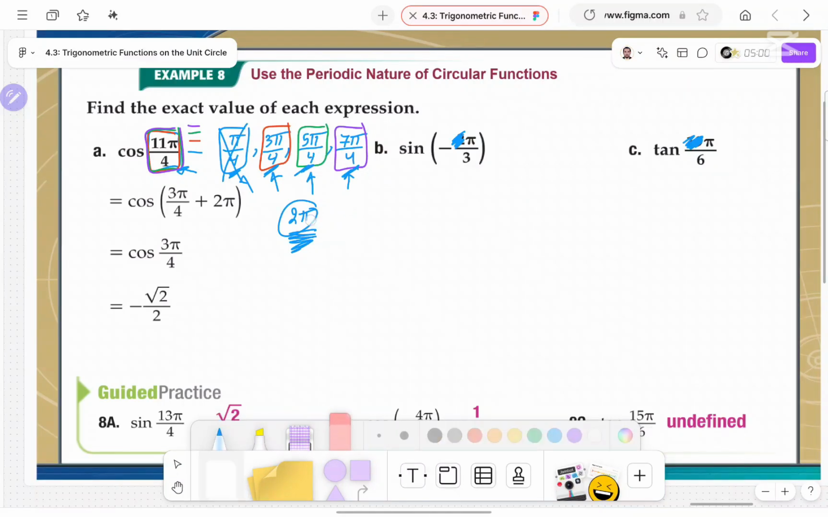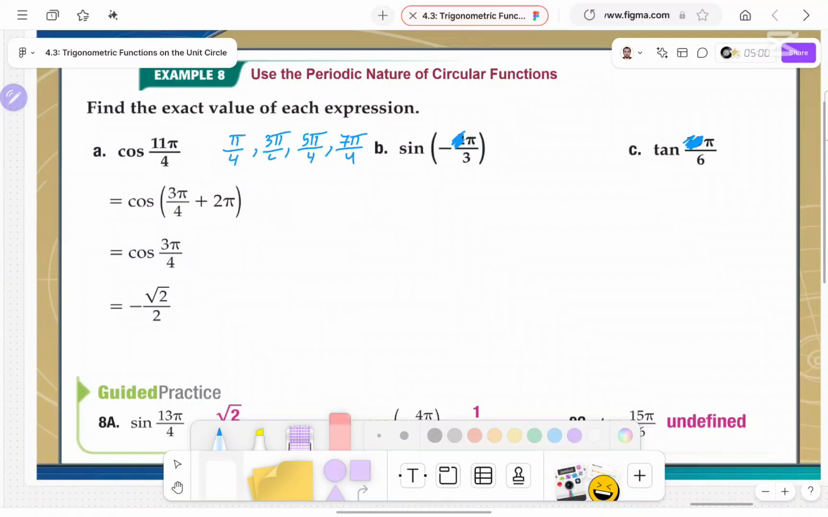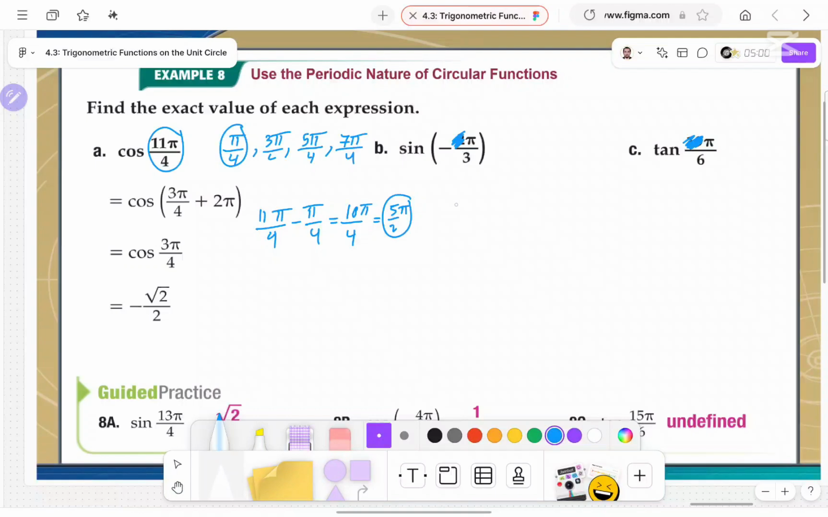Now let's do what I just explained, to let you understand what I meant. First thing, it's 11 pi over 4. Now let's test the first one. Minus pi over 4. Just subtract the numerator, and keep the denominator. Always the denominator will be the same. 11 pi minus pi is equal to 10 pi over 4. Simplify it, it will be 5 over 2 pi. Did I get 2 pi? No. So this one is cancelled.